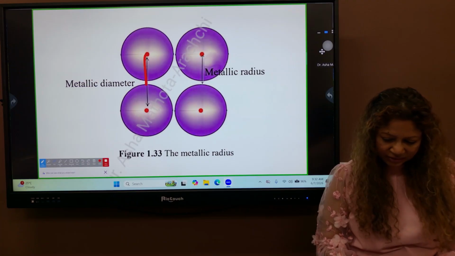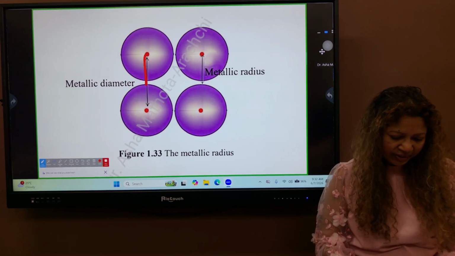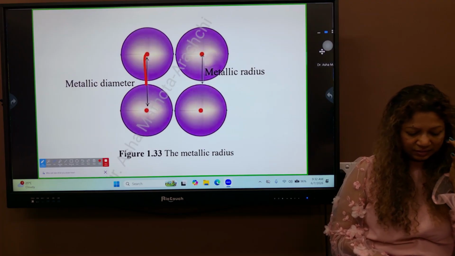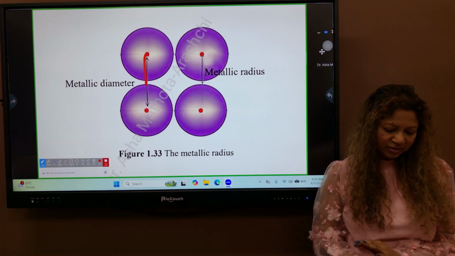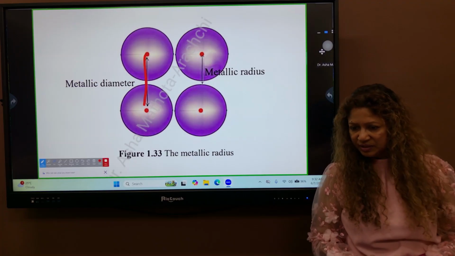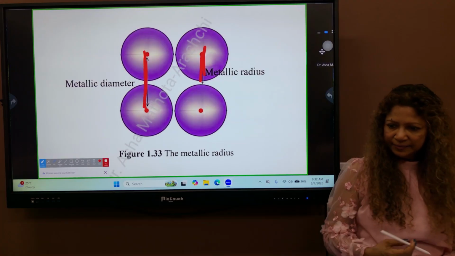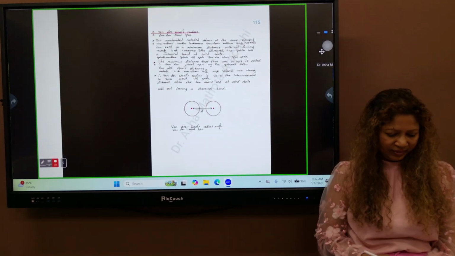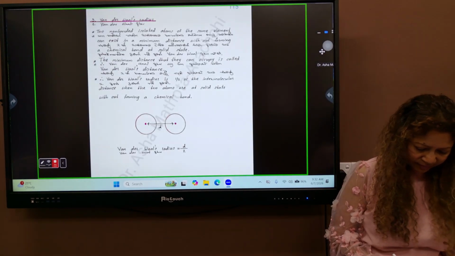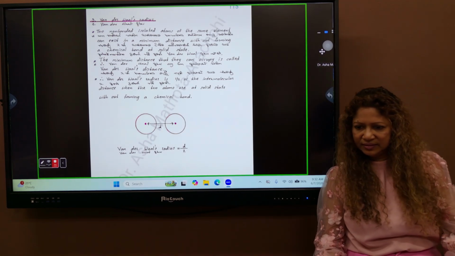You have some idea about these van der Waals interactions. We're going to cover all those interactions in the second unit, because the second unit is bonding. Let's read this.